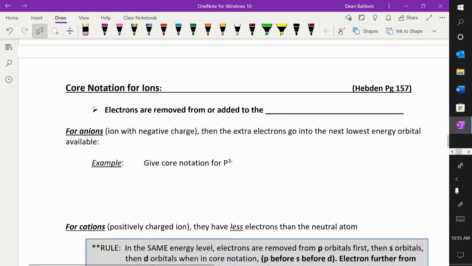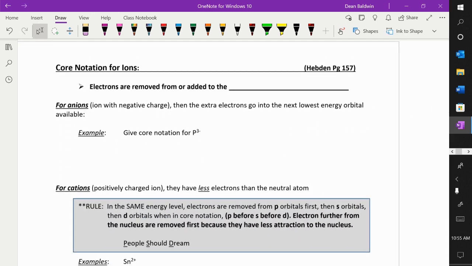All right. Next page, peoples. Now, what if you have ions? What's an ion? It's a charged atom. So that means you've either lost electrons or you've gained electrons. So this changes the electron configurations. Electrons get removed or added to the outermost orbitals. So the orbitals that are further away from the nucleus, the electrons get added into or taken away from.